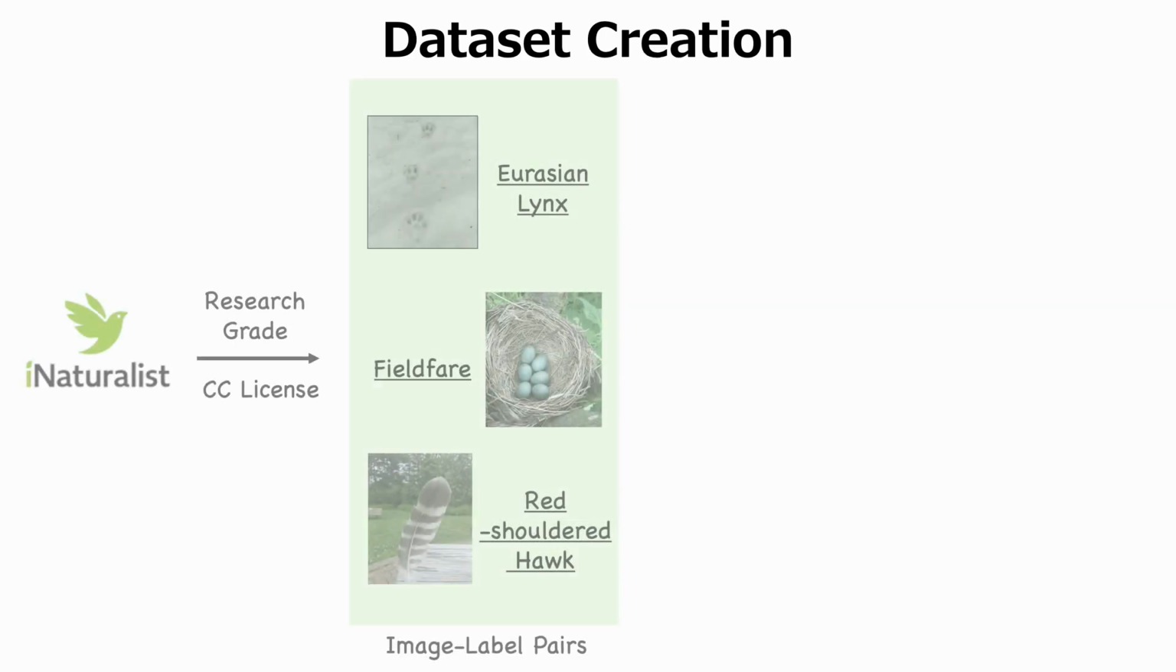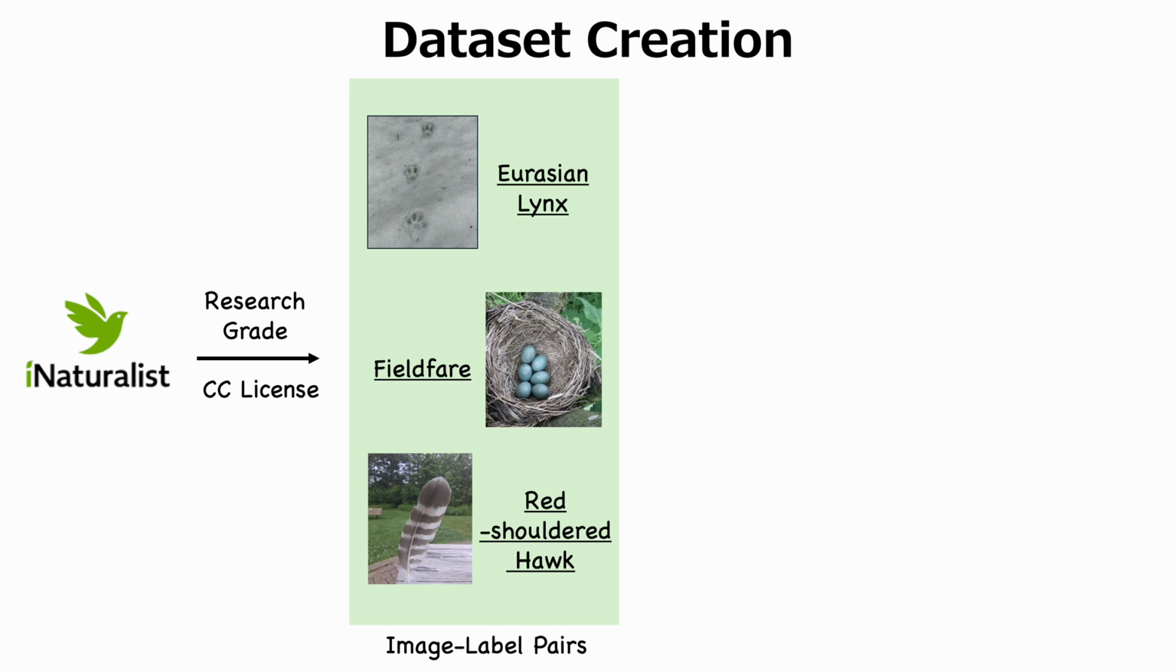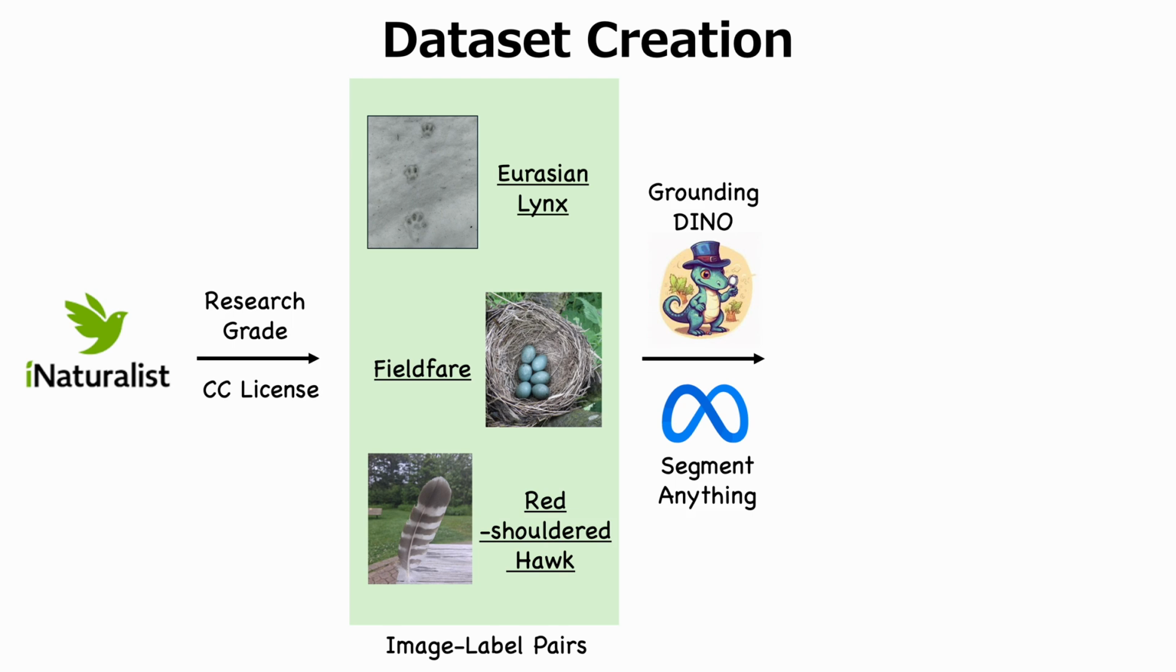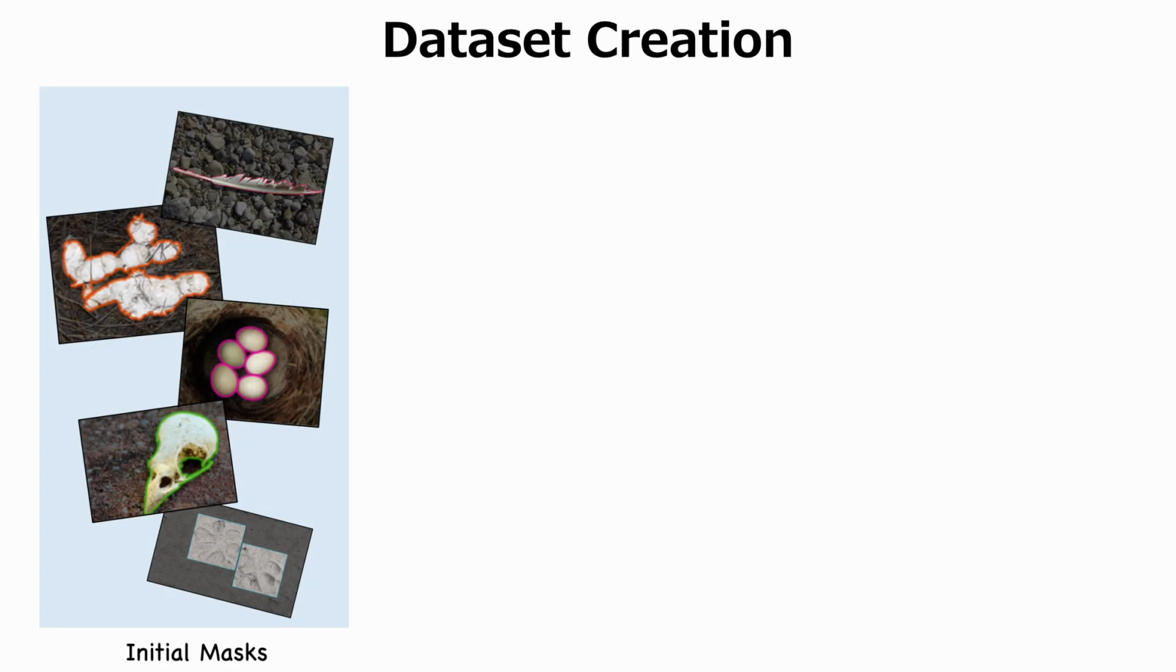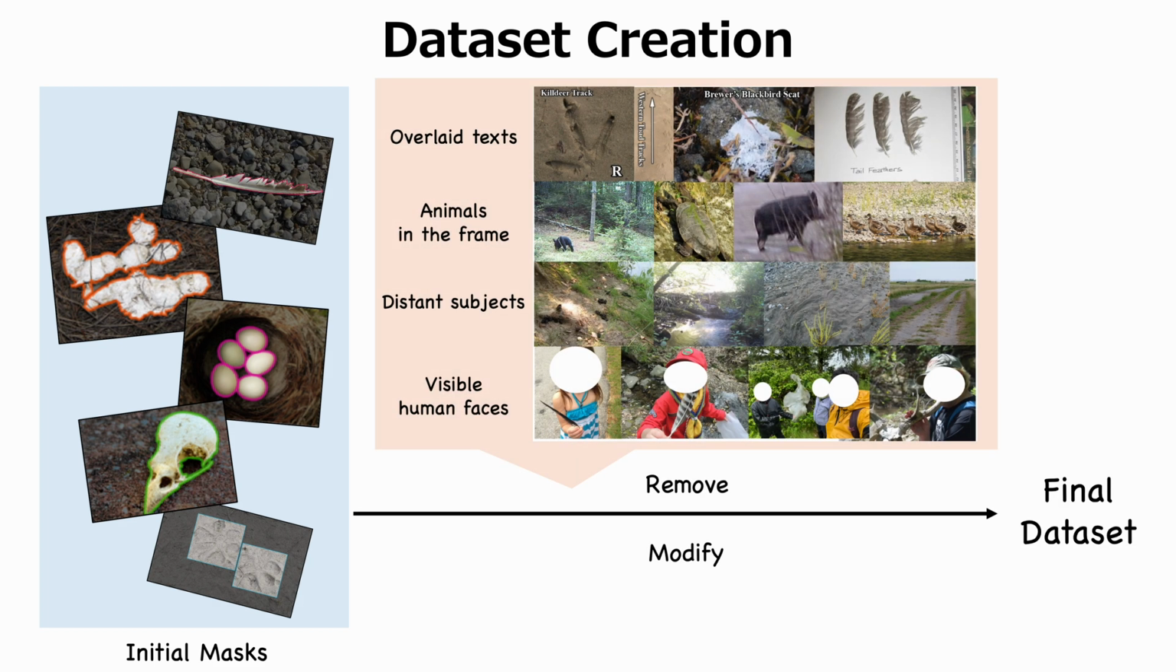Firstly, we collected images and their species labels from iNaturalist, selecting only those that meet both conditions, research grade and Creative Commons license. After that, we used Grounding DINO and Segment Anything to create initial masks. However, for footprints, Grounding DINO often failed to detect them correctly, so manual annotation was also performed for the initial masks. After creating the initial masks, we manually corrected the mistaken ones. During this process, we also removed irrelevant images, such as those containing overlaid text, animals in the frame, distant objects, or visible human faces.